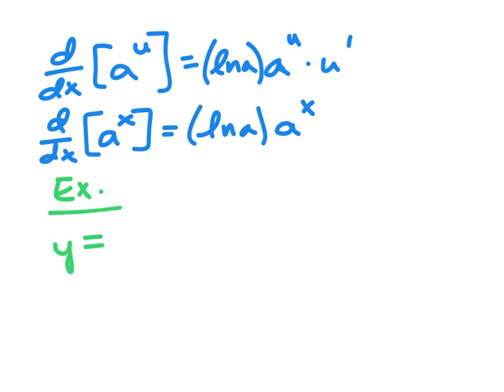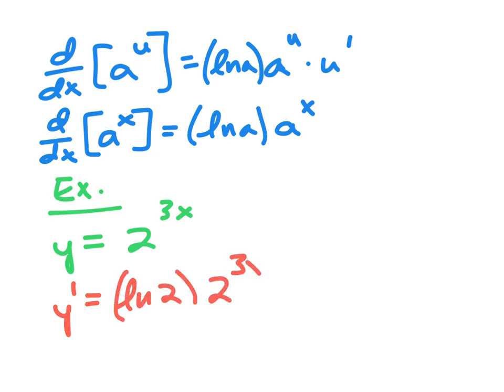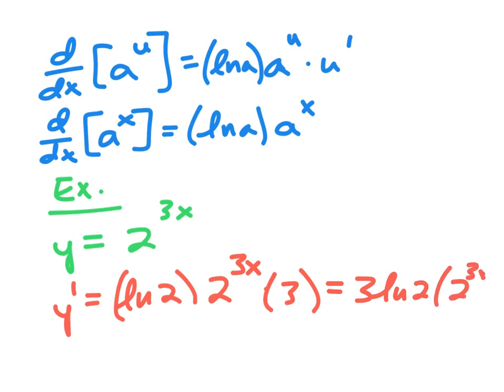Let's say I'm given y is equal to 2 to the 3x. Then my u is 3x, my a is 2. So when I differentiate, y prime goes to ln of the base, which is 2, times a to the u, so 2 to the 3x, times the u prime, which is 3. Now, if you want to put this together, make sure you're not combining that ln 2 with the 3. Because 2 is on the inside of the natural log, you can't put those together. The only way I could rewrite this, if I would like to, is I could do 3 ln 2 times 2 to the 3x, but that's not necessary, of course.